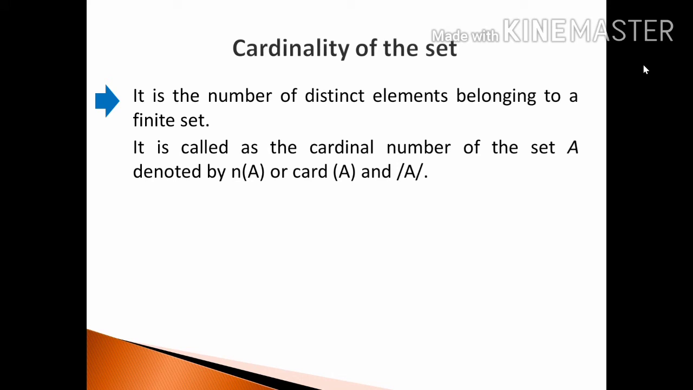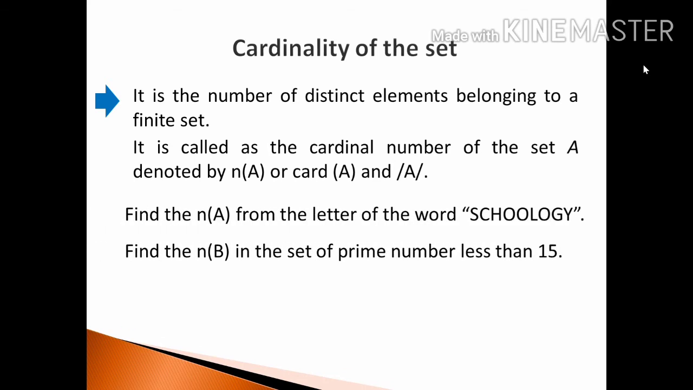Cardinality of the set is the number of distinct elements belonging to a finite set, and it is denoted by n of the set A, or read as the cardinality of set A, or card of A, and with the absolute value symbols around A. Now, in a simple way, cardinality means you're going to calculate the number of distinct and unique elements in a given set. So let us have these examples.